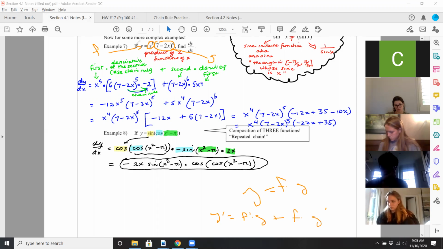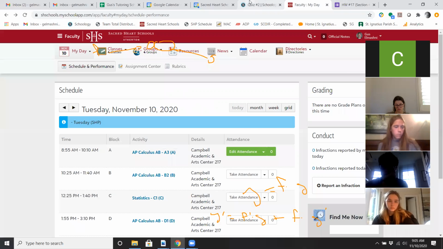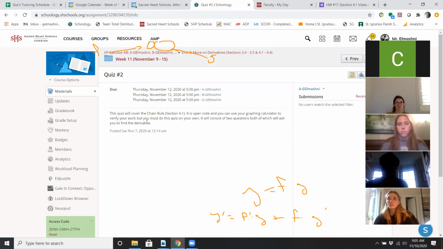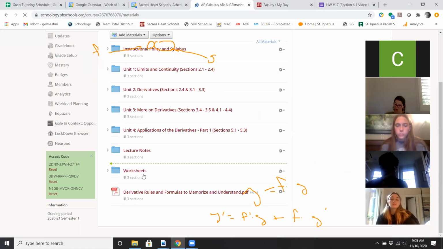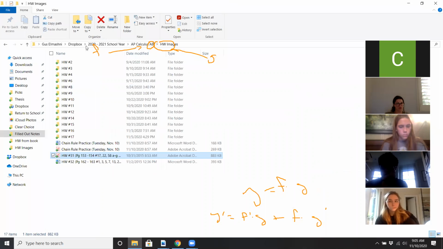And by the way, in Schoology, let me just close this down. It's getting kind of annoying. Okay. In Schoology, on the front page, there's a little cheat sheet on derivative rules and formulas to memorize. And you'll see that product rule is actually described there. In fact, if I just show it to you really quickly.